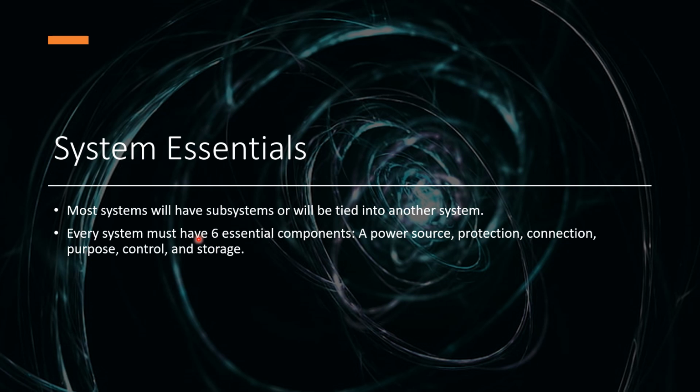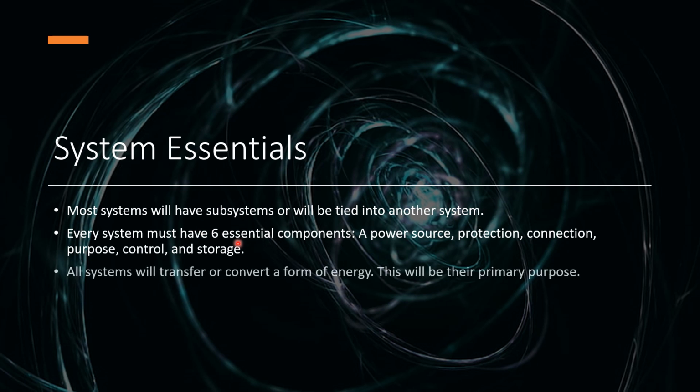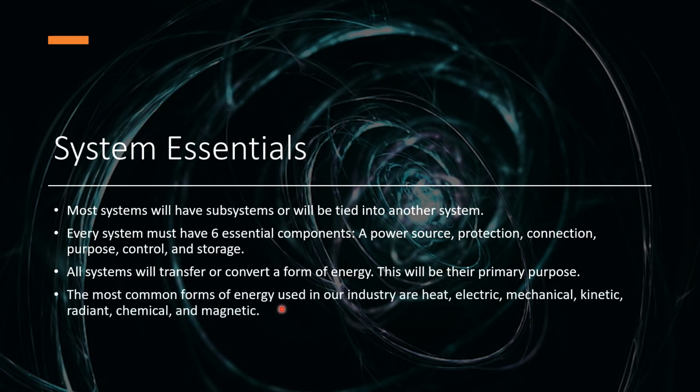So as you can see, it doesn't matter what system we discuss, there are going to be 6 essential components in every system. Now, all systems are going to transfer or convert a form of energy, and that is their primary purpose. For the AC system, it's to move heat from the cab to the atmosphere. For the cooling system, it's going to be the same thing. Now, when I talk about forms of energy, what I'm talking about is heat, electricity, mechanical, kinetic, radiant, chemical, or magnetic. These are all forms of energy that we use in our systems to control them or to serve a purpose, right?